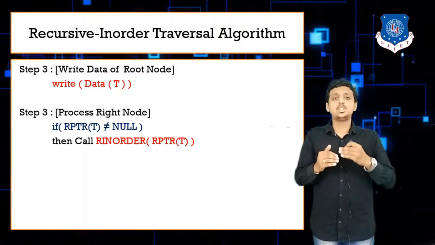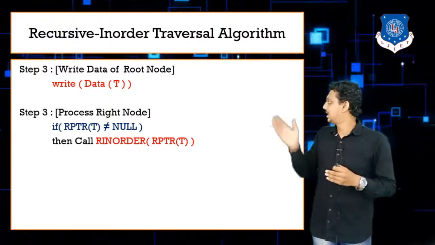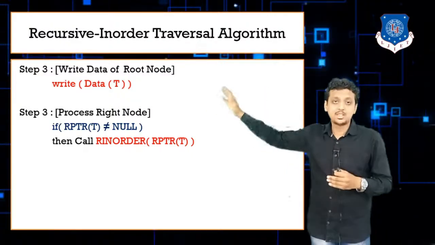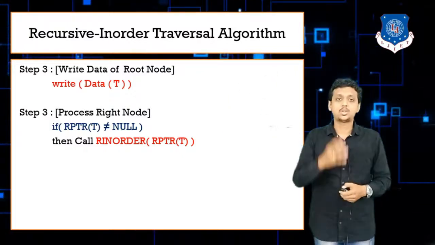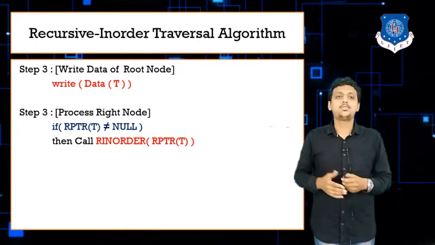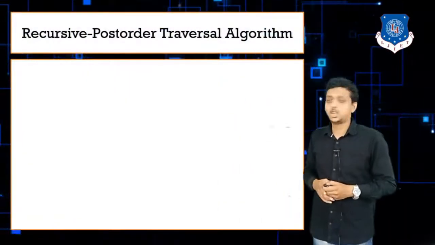Here in Inorder, you first need to check whether the tree exists or not. Then move towards the left side, then visit the data, and then the right side. Okay, so let's move further to the next algorithm that we have, the recursive post-order algorithm.